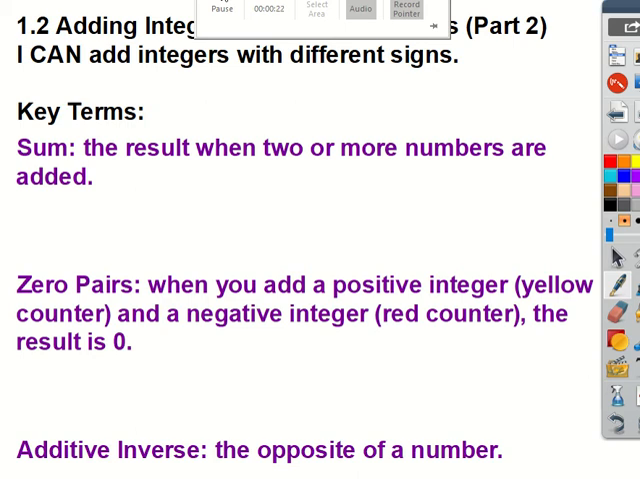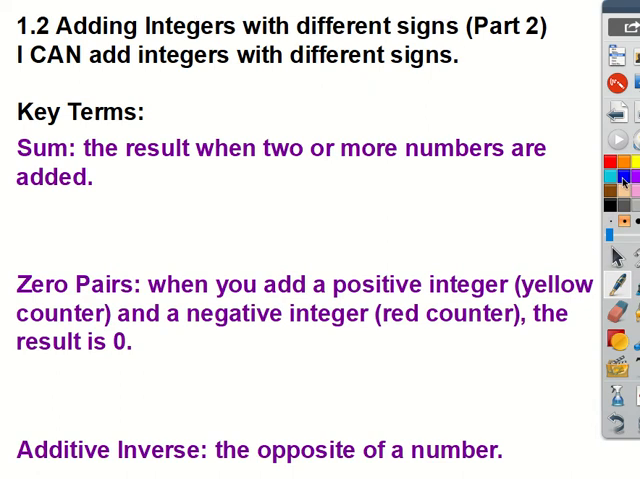Now, like I just said, in the key terms, this is your time because your note taker only says sum, zero pairs, and additive inverse. So you may want to pause the video and write down these definitions before you hear me go through the examples so that you can make sure they're written down and then you pay attention to the examples.